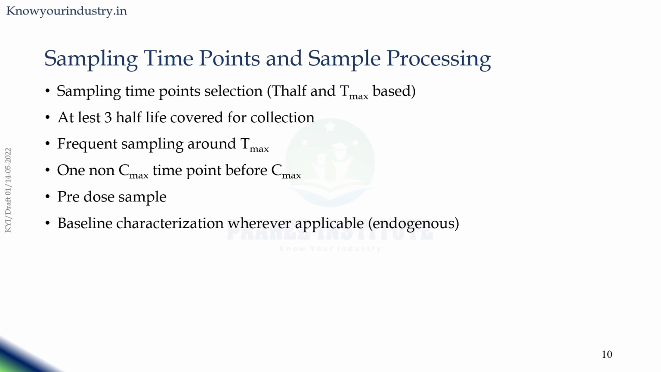Then you have the half-life to determine how long you are going to draw the blood samples. Generally it is 3 to 5 half-lives. For short half-life drugs, you can go up to 5 half-lives, and for long half-life drugs you can go up to 3 half-lives. So if the half-life is 6 hours, then I can go up to 16 to 24 hours of blood draw as the total duration.